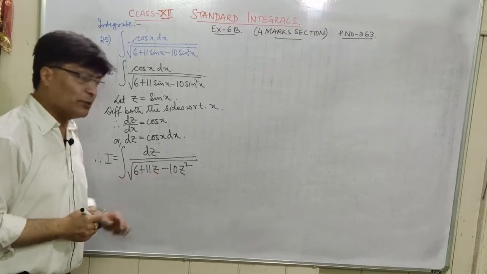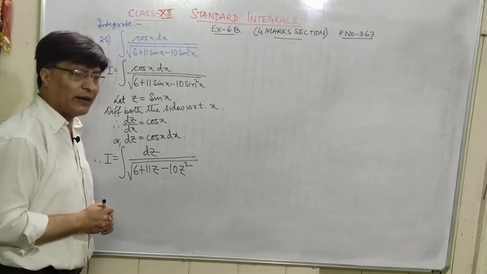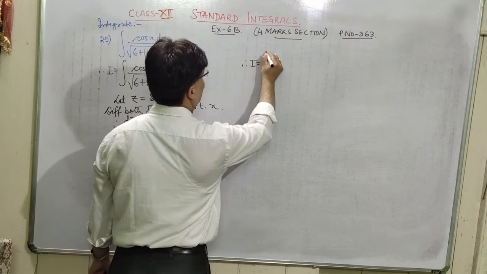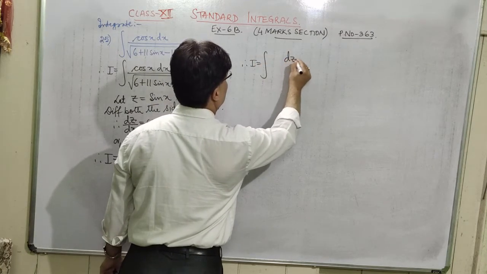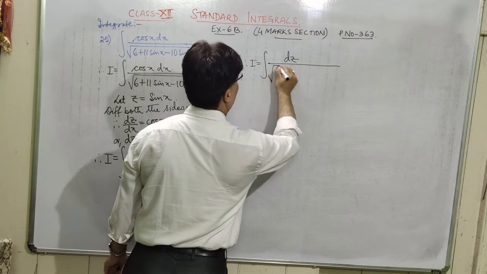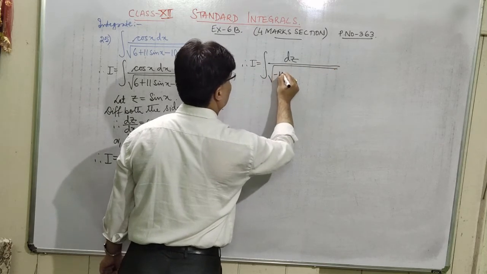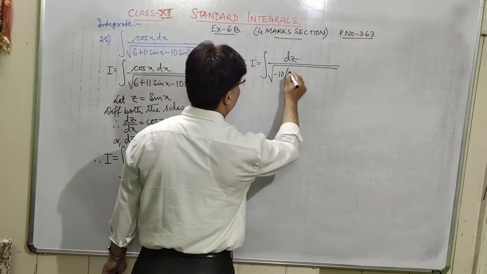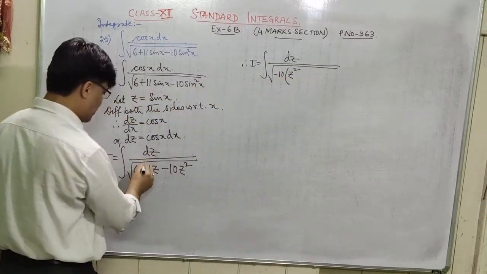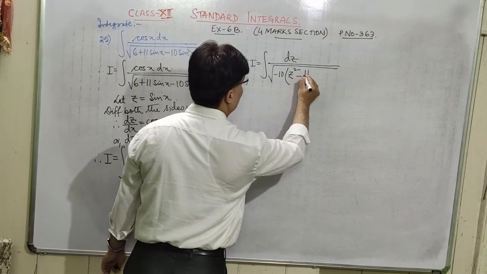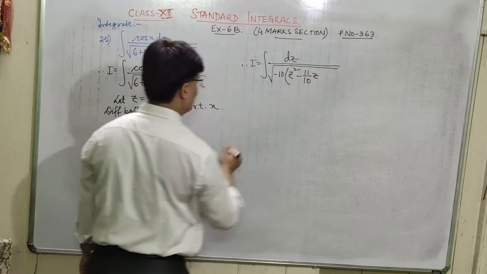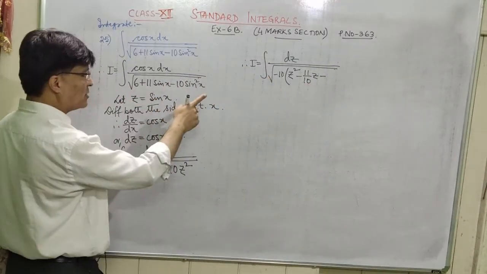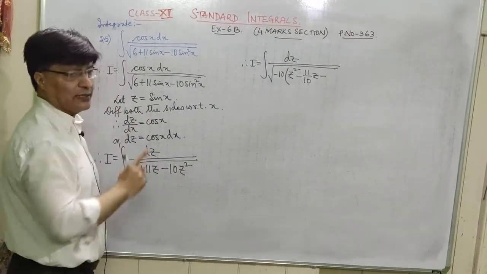So before that, make the coefficient of z square positive 1. So you take minus 10 common. So therefore I is equal to integration of dz divided by, within square root, minus 10 is taken common. So within the bracket what do we have? z square minus into plus minus 11 by 10 z, isn't it? So minus into plus is minus, so it is 6 by 10, isn't it?